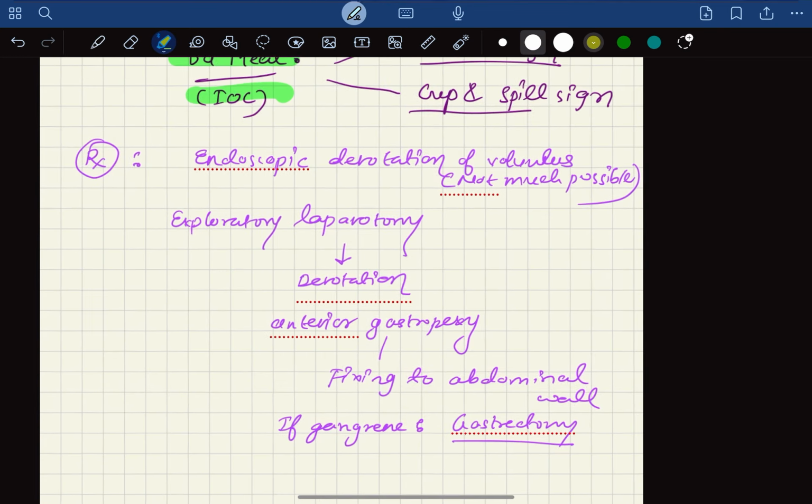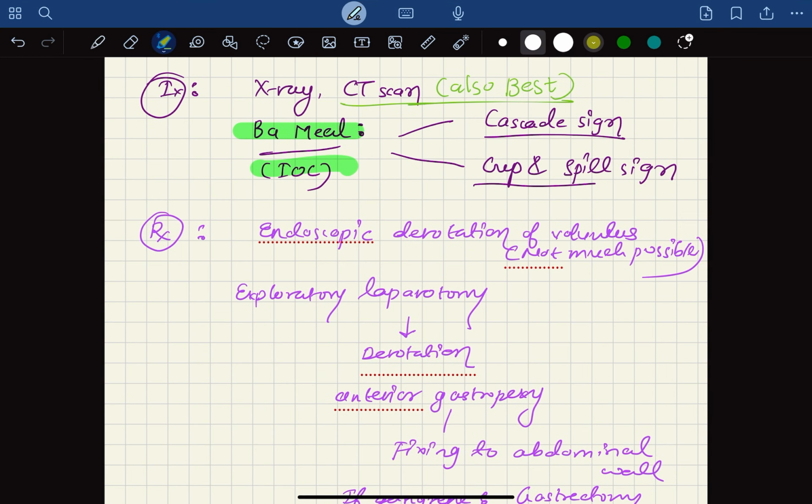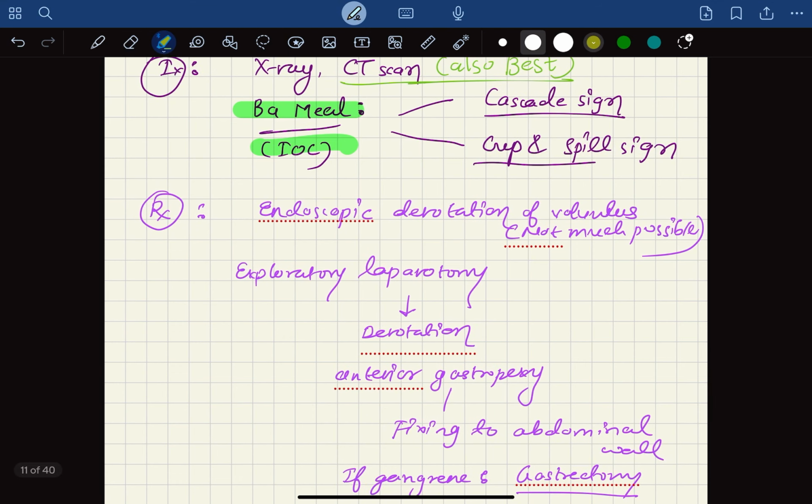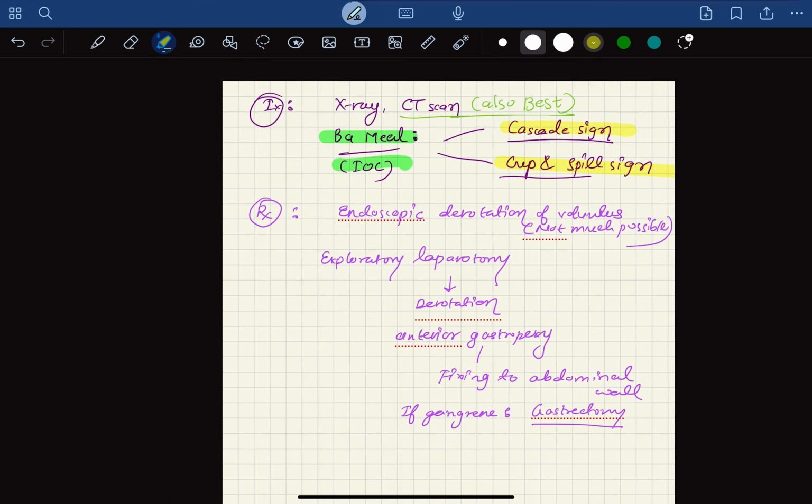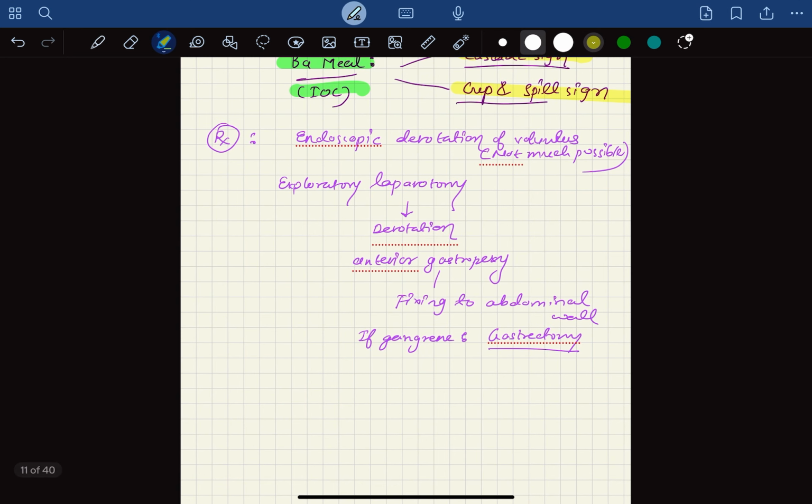Now what will be the investigation? We can do the CT scan, barium meal. In barium meal we can see the cascade sign, cup and spill sign, and endoscopic derotation we can try, but it is generally not that successful. So ultimately we have to do a laparotomy, derotate it, and fix it to the anterior abdominal wall. This is called anterior gastropexy, and if there is gangrene we have to cut out the stomach, so gastrectomy.